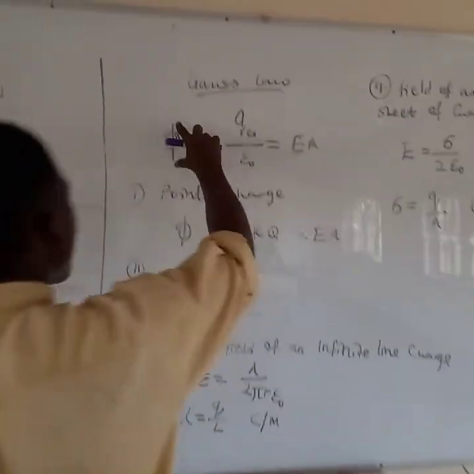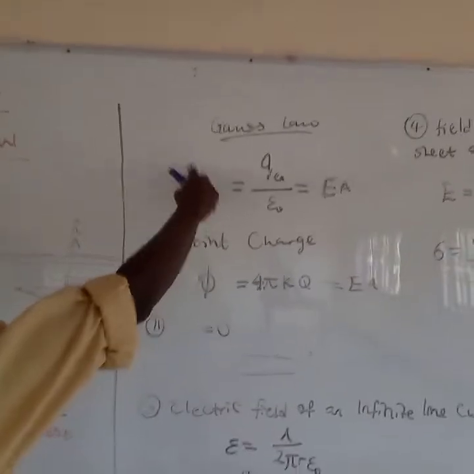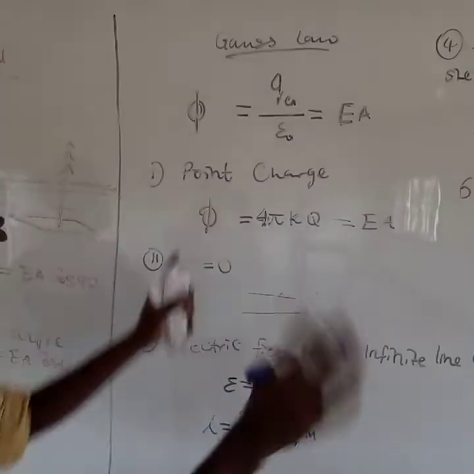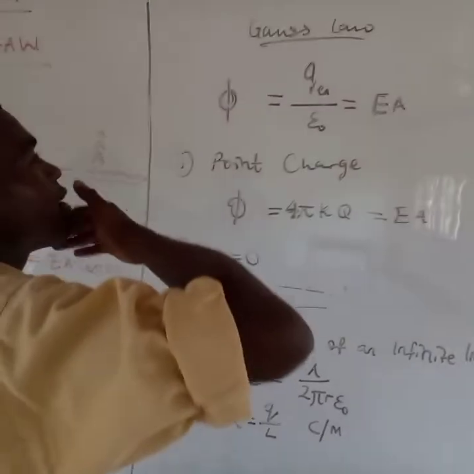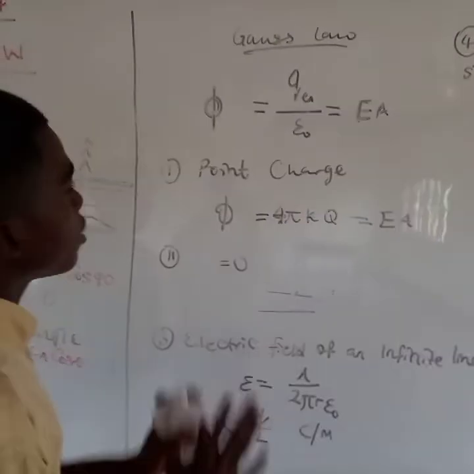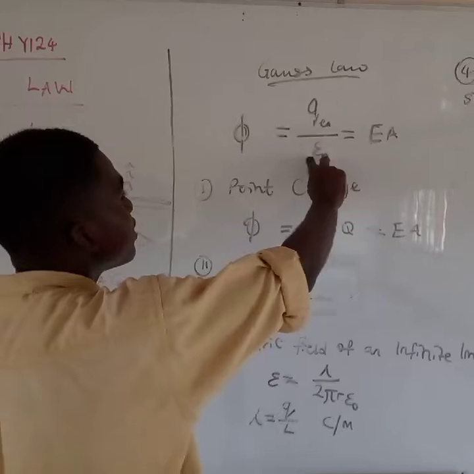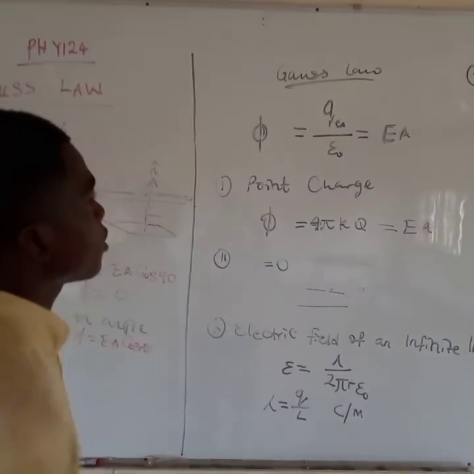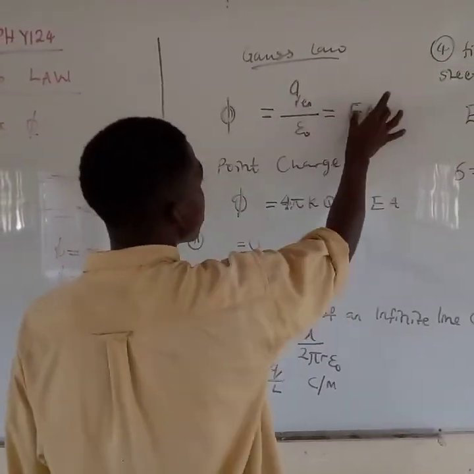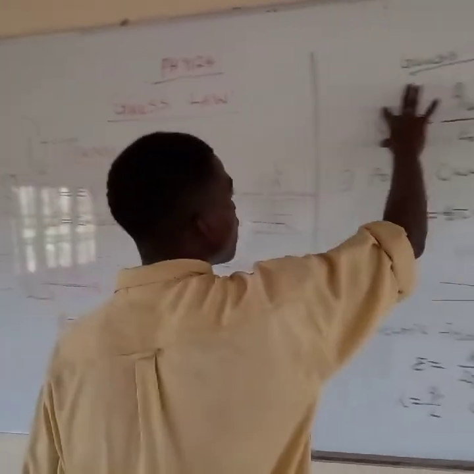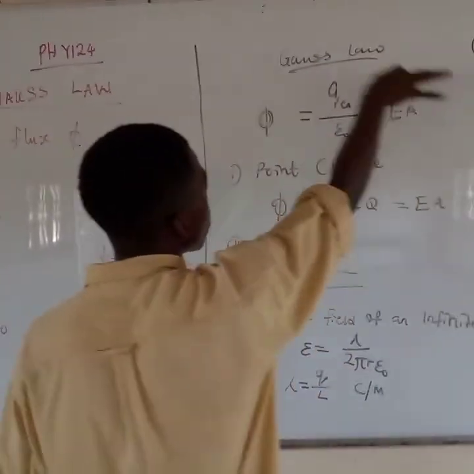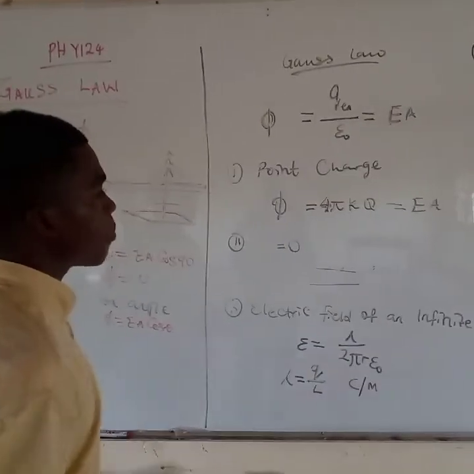Gauss law states that the electric flux, given by phi, passing through a surface is equal to the charge enclosed by the surface all over the permittivity. So this is Gauss law. How we got EA was that we already know that phi is equal to EA. So since phi is equal to this, that means phi will also be equal to EA, depending on the question.